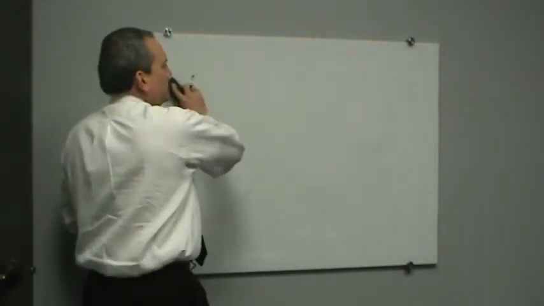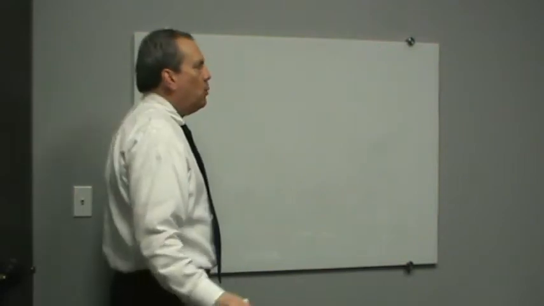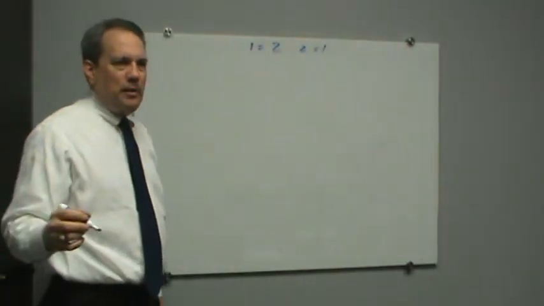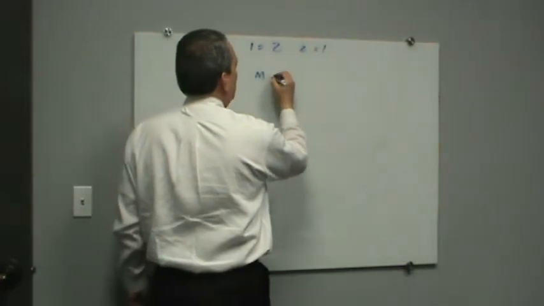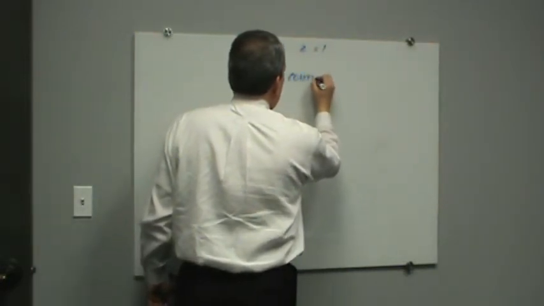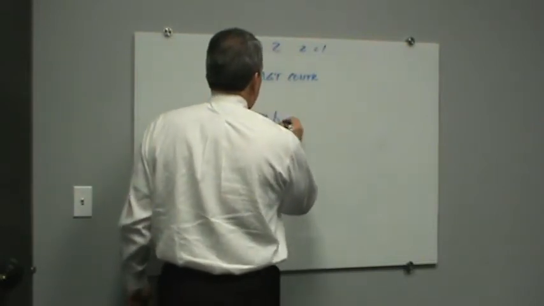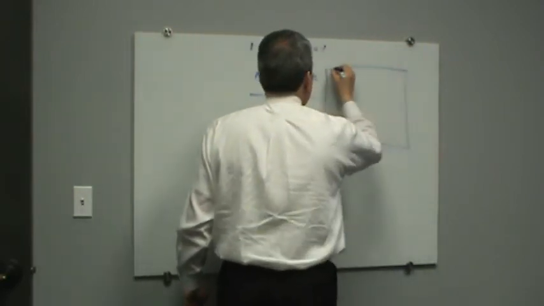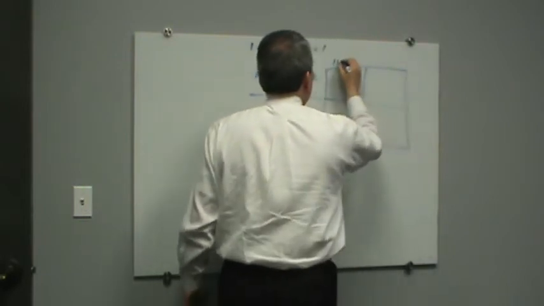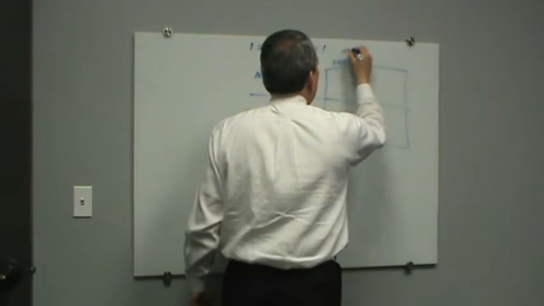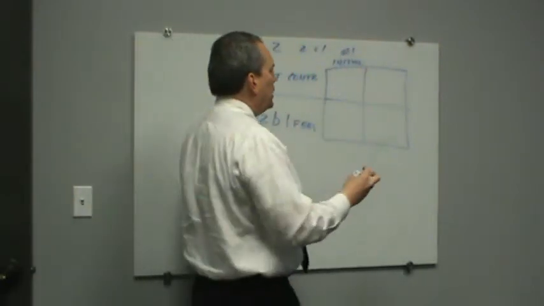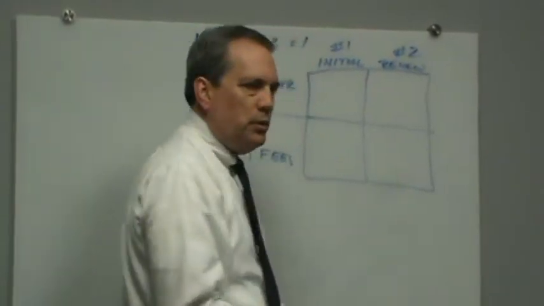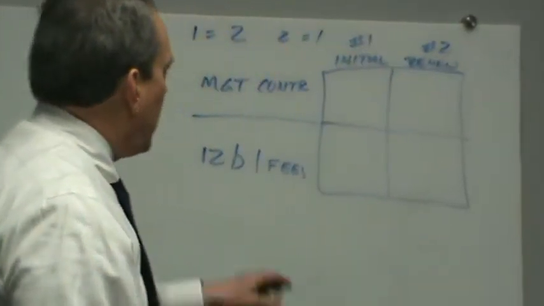Now, this is what I call the new math, okay? 1 equals 2, 2 equals 1. There's the new math for us, okay? What are you talking about, Dan? Here we go. Let's talk about management fee or management contracts. And let's talk about 12B1 fees. We have the initial, in other words, the number 1 time that we put that into place. And we have the renewal, in other words, the number 2 time that we put that into place.